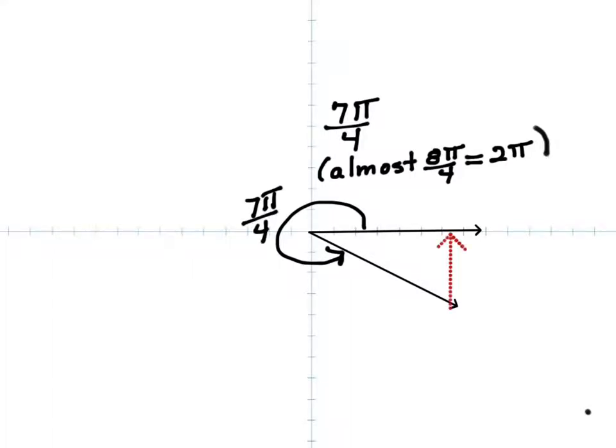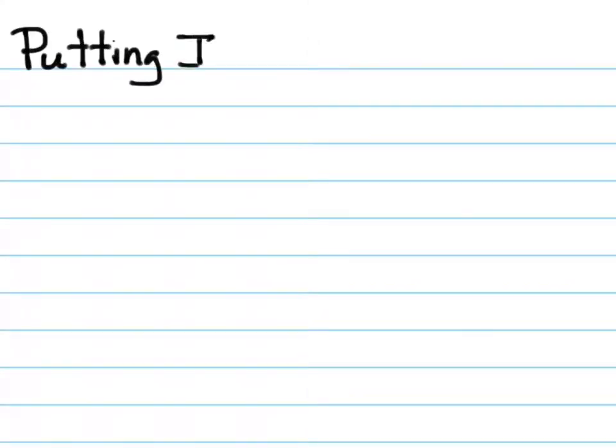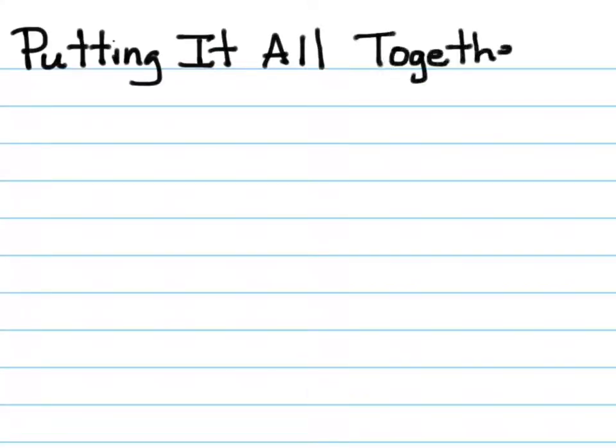And I'm going to measure from the terminal side back to the x-axis. And that's going to be 8 pi over 4, which is 2 pi, minus 7 pi over 4. So my angle is pi over 4. So the reference angle for 7 pi over 4 is pi over 4, and it's in the 4th quadrant.